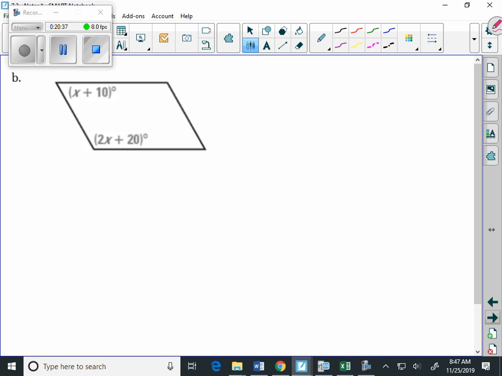Again, remember this quadrilateral is a parallelogram, and the thing that we may or may not have been told so far is that this angle here and this angle there are supplementary. And once we know that fact, then we can figure out the value of x in this problem as well. Remember, supplementary means adds to be 180. So this is x plus 10 plus 2x plus 20 equals 180.